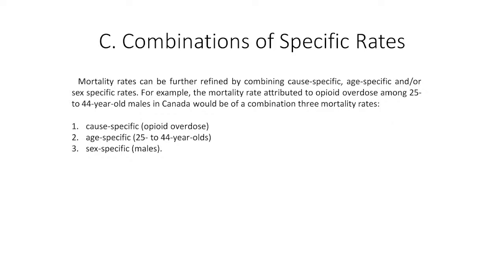Combinations of specific rates. Mortality rates can be further refined by combining cause-specific, age-specific, and/or sex-specific rates. For example, the mortality rate attributed to opioid overdose among 25 to 45-year-old males in Canada would be a combination of three mortality rates. First is cause-specific.